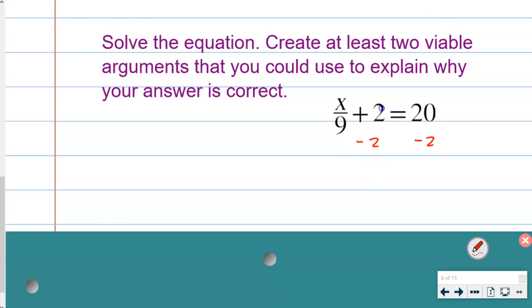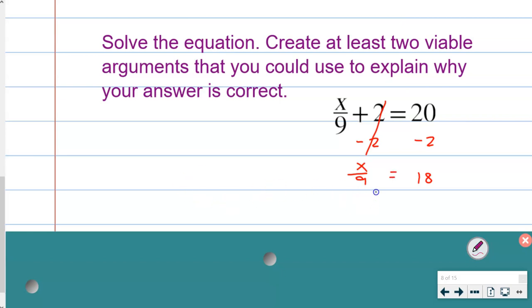And 2 subtract 2, well, that zeroes out. That's how we undid that. It was easy. Let's simplify the right-hand side. What's 20 subtract 2? 18. What about this left-hand side? What do we have? x. Careful, not x over 9, but x divided by 9. And x divided by 9 is equal to 18. I was right. I did it.